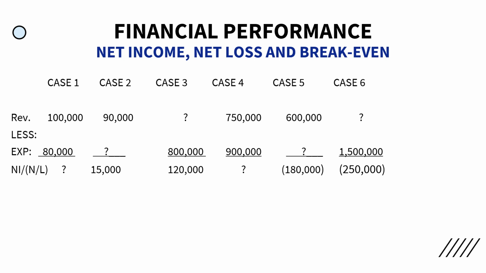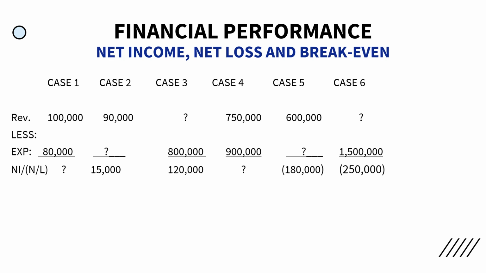In case 5, revenue is 600,000 and there is a net loss of 180,000. So therefore, the expenses is higher than the revenues. So it's higher by 180,000. Therefore, expenses is 780,000. For case 6, revenues is the amount to be computed and expenses amounted to 1,500,000.